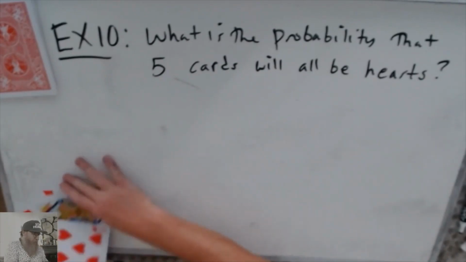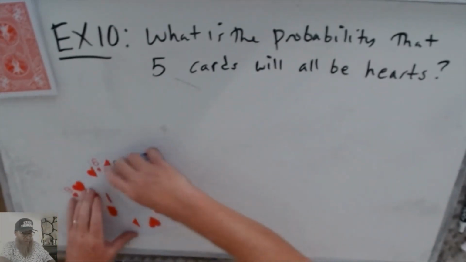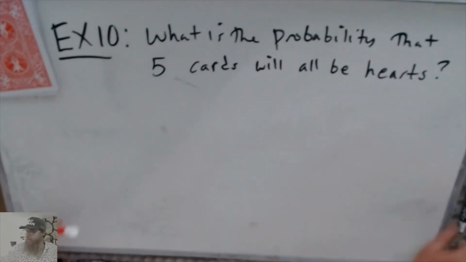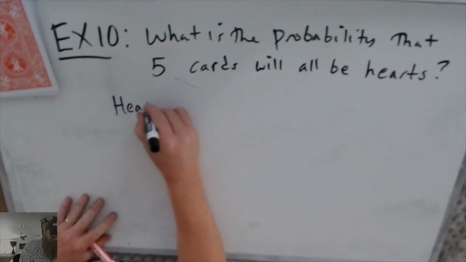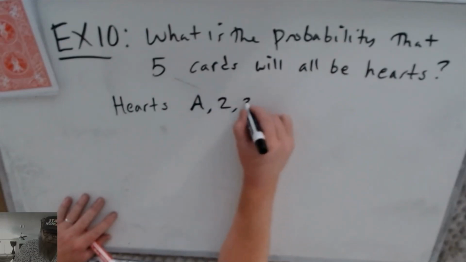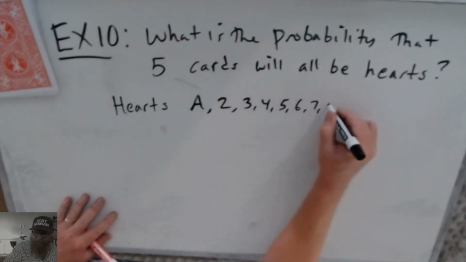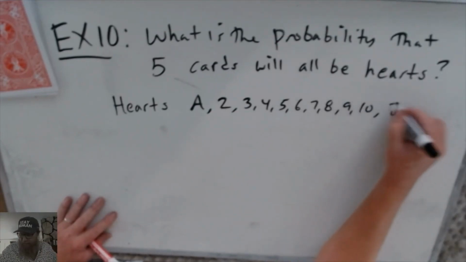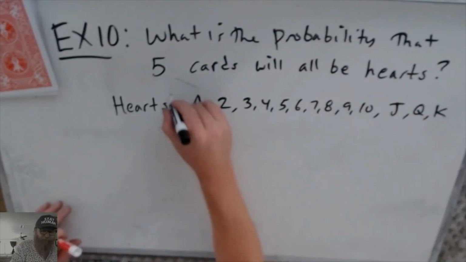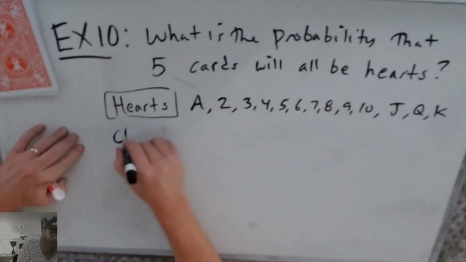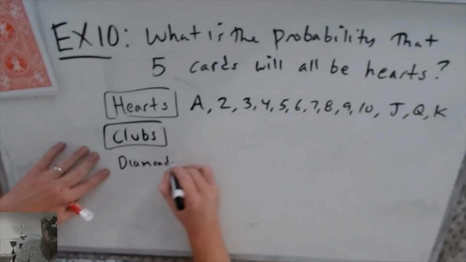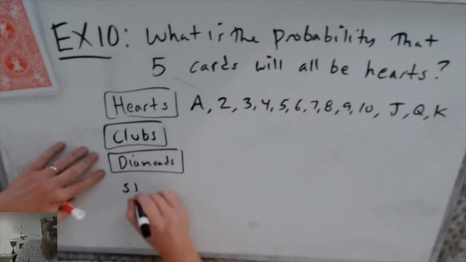Not sure how familiar you are with the standard deck of cards, but there are 13 of each suit. So you have hearts: ace, 2, 3, 4, 5, 6, 7, 8, 9, 10, then you have jack, queen, and king. Those are the hearts. And then you have so on and so forth, the clubs, the diamonds, and the spades.